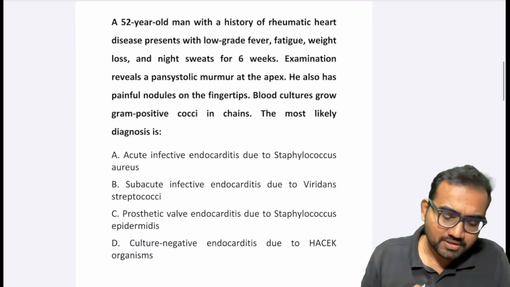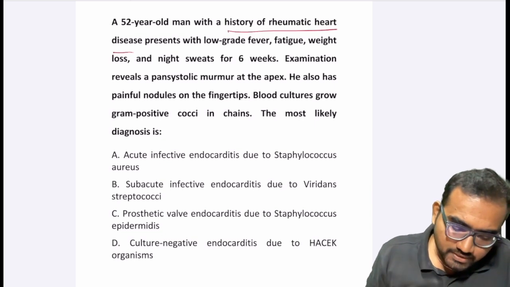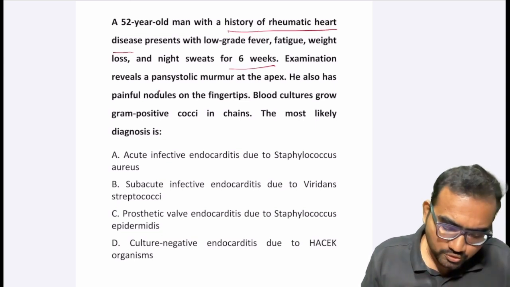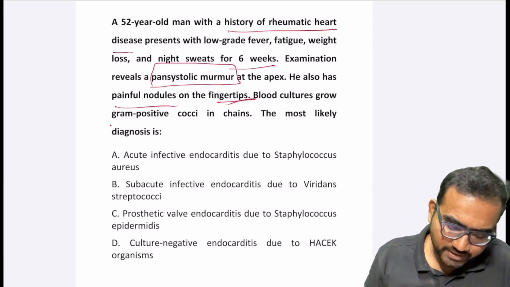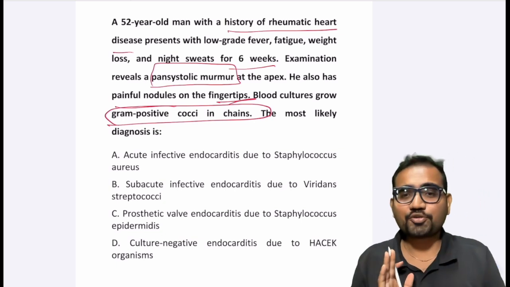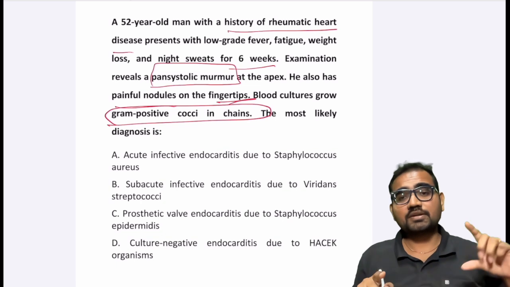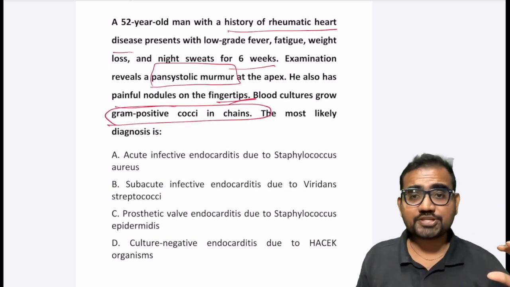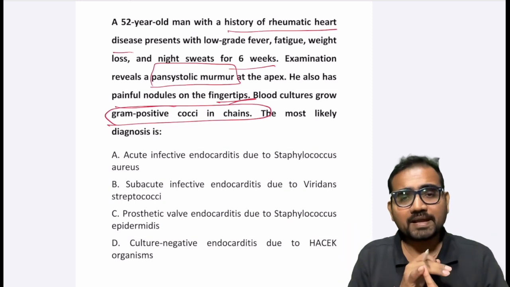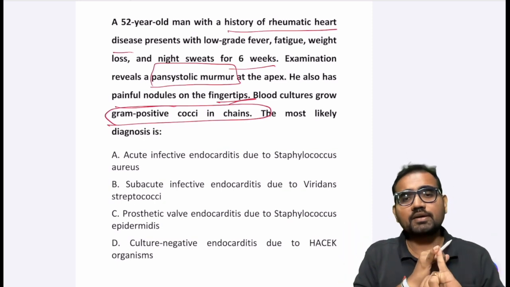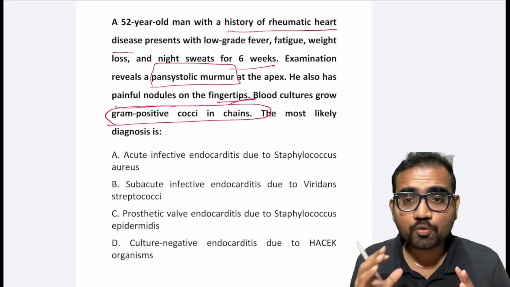Moving on to the next MCQ: a 52-year-old man with a history of rheumatic heart disease, fever and fatigue for 6 weeks. Examination shows a pansystolic murmur, nodules in the fingertips, and gram positive chains. Very simple, you can tell the diagnosis. With a history of rheumatic disease, there are previously affected valves. Newly affected valves or fresh vegetations suggest staphylococci; previously affected valves suggest viridans streptococci. So I get a clue that it is a previously diseased valve, and I move towards viridans streptococci. Now I look for other things supporting my diagnosis.